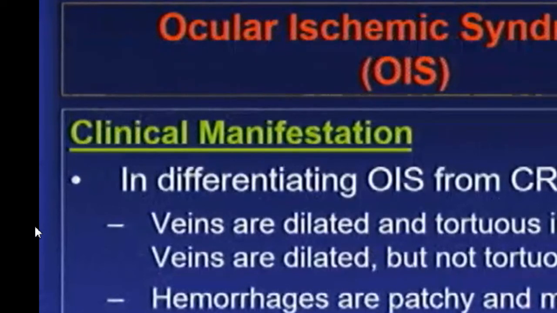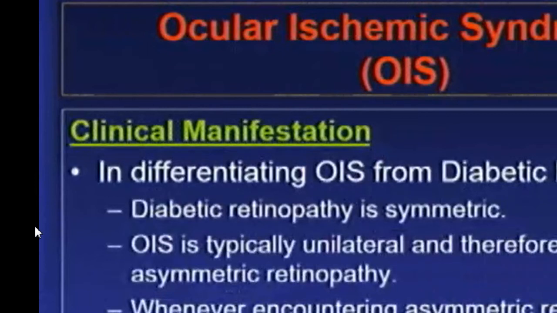In differentiating ocular ischemic syndrome and central retinal vein occlusion, veins are dilated and tortuous in central retinal vein occlusion, while the veins are dilated but not tortuous in ocular ischemic syndrome. Hemorrhages are patchy and mid-peripheral in ocular ischemic syndrome, and hemorrhages are closer to the posterior pole and more confluent in central retinal vein occlusion.